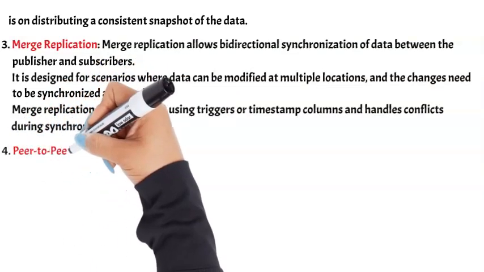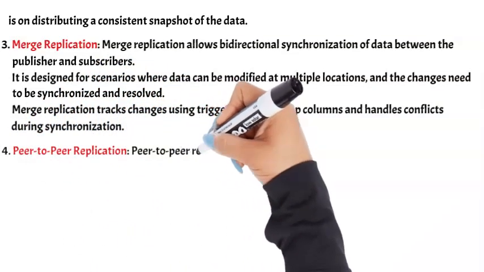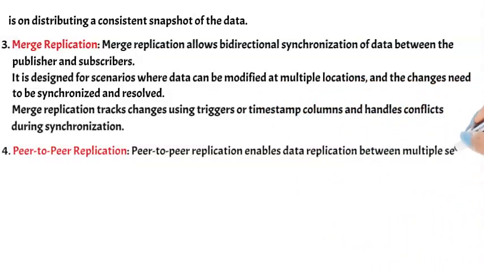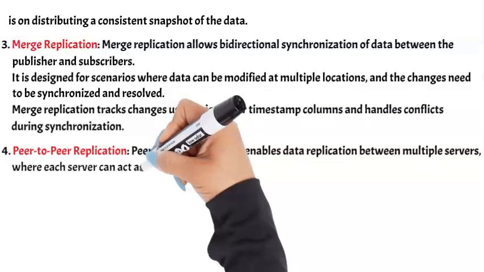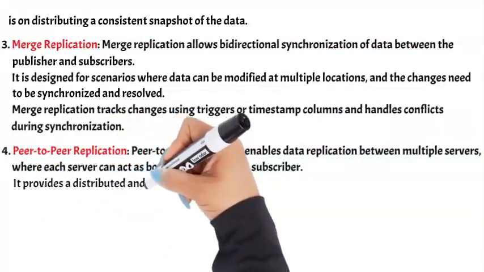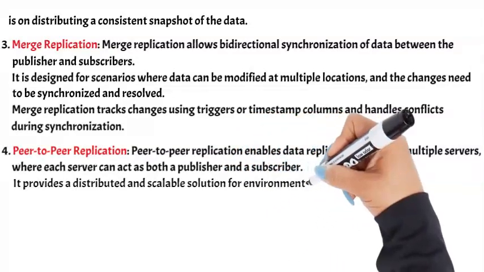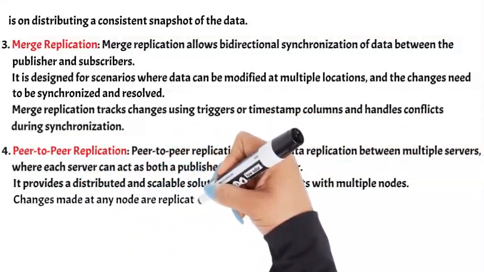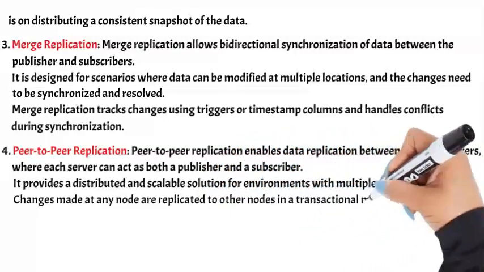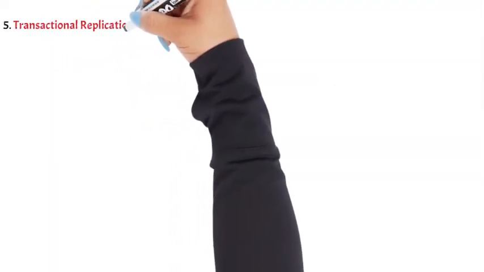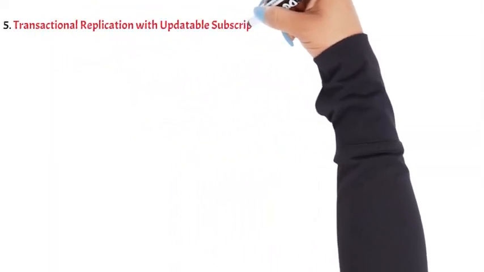4. Peer-to-peer replication. Peer-to-peer replication enables data replication between multiple servers, where each server can act as both a publisher and a subscriber. It provides a distributed and scalable solution for environments with multiple nodes. Changes made at any node are replicated to other nodes in a transactional manner, allowing for load balancing and high availability.